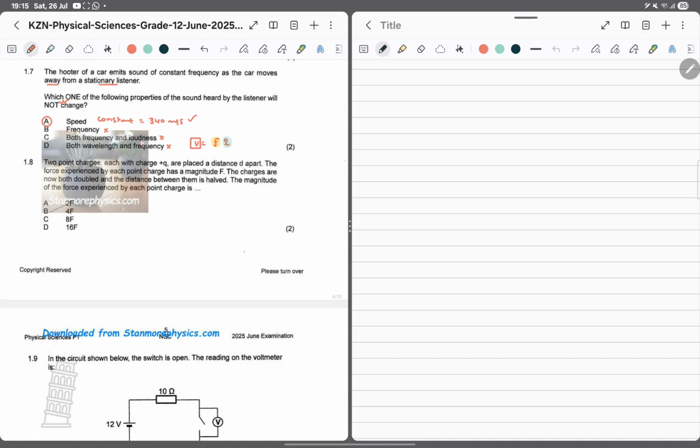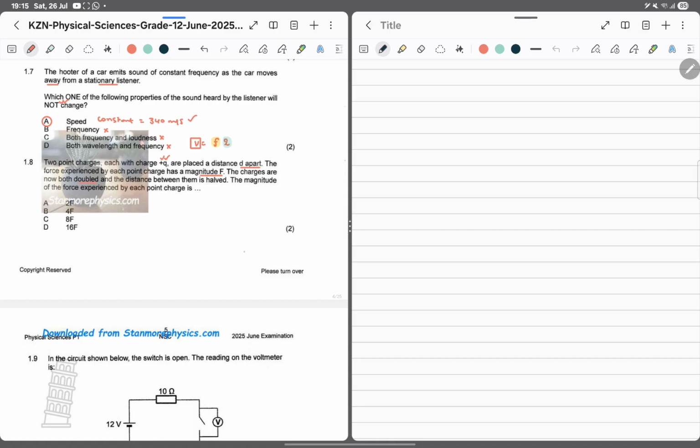Now 1.8 says two point charges, each with charge plus Q. So they are equal, they are identical in magnitude. Now these are placed a distance d apart, okay? Now the force experienced by each point charge has a magnitude of F, okay? So this is using Newton's third law. Now the charges are now both doubled.